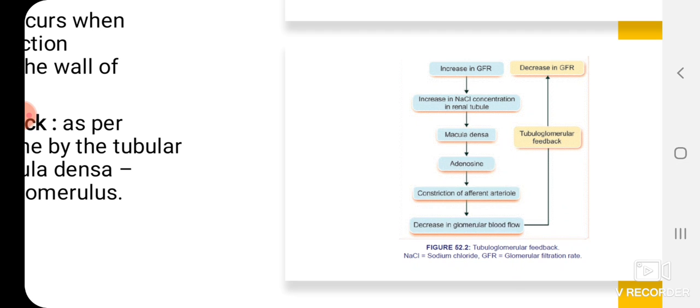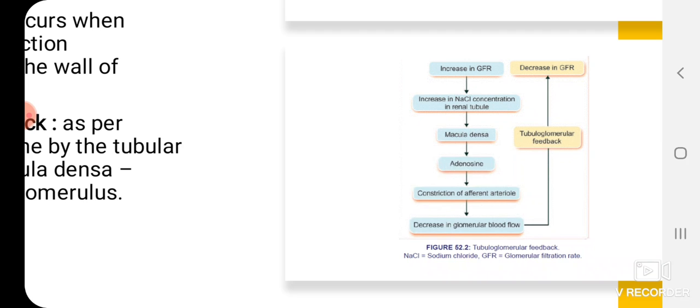The afferent arteriole constricts, and the level of NO, that is nitric oxide, declined. As a result, less blood flows into the glomerular capillary and the glomerular filtration rate decreases. So you understand that in the macula densa some points are missing, so I add those points.